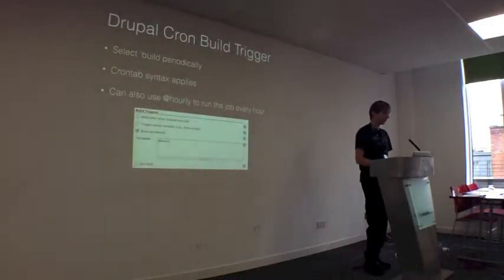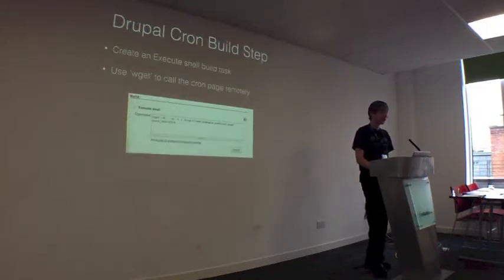When you set up a build trigger, what you can do is set up a cron, a build periodically, basically. Does everyone know what crontab is? Sort of five stars in a row, yeah. You can use the same syntax there, so you can type in four stars and it will give you every hour. Or you can use keywords like hourly, which will build hourly. There's also weekly and monthly and yearly if you need. That's very straightforward.